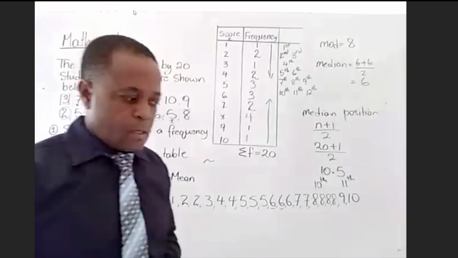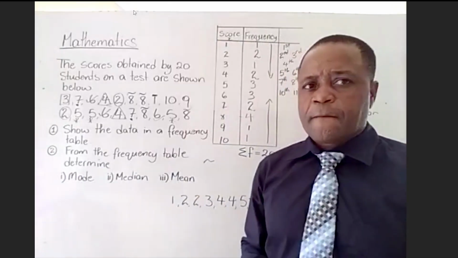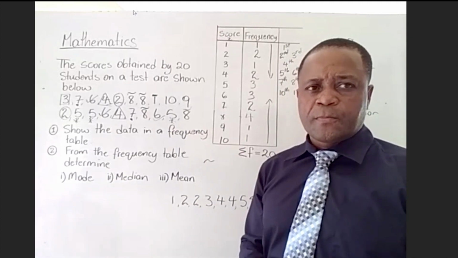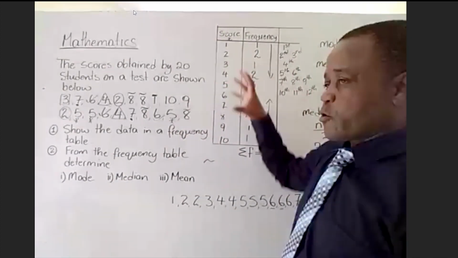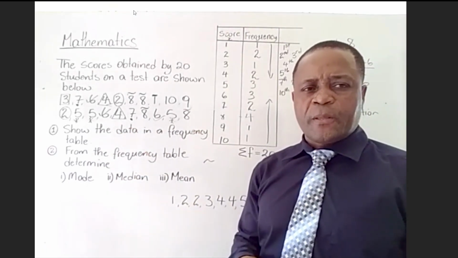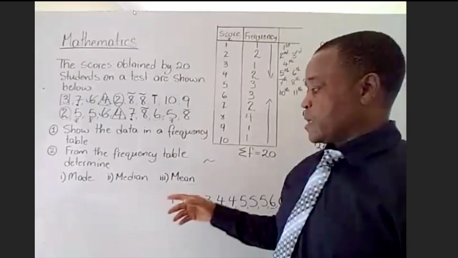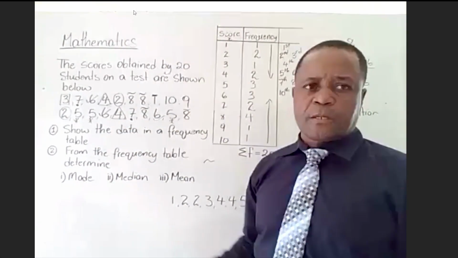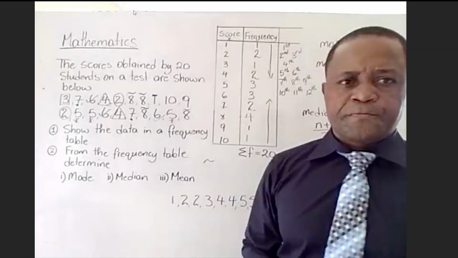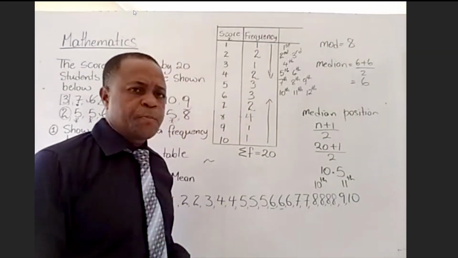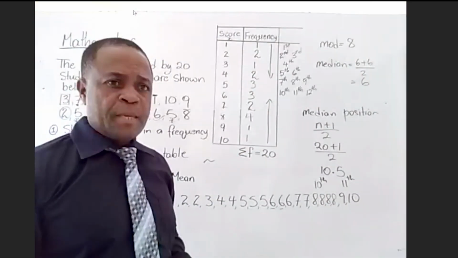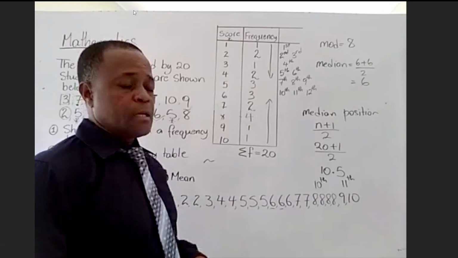Now, I just want to also point out to you that for this table, it is ungrouped. The reason why it is ungrouped is that there's no grouping of the data. In the next class, we'll actually learn about the grouping of the data and why we group it. In this case, because we have a small number of measures, there's no need for us to group the data. All right. So I do hope that you understand how we go about calculating the median from our frequency table.